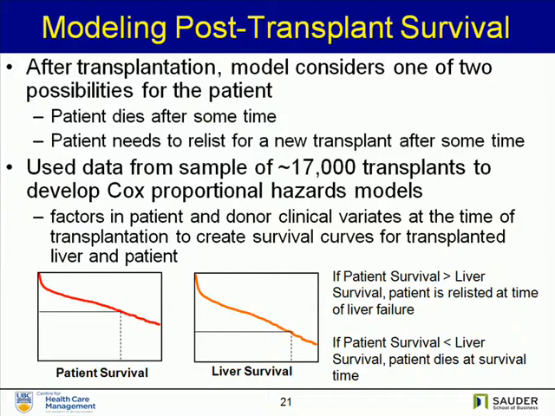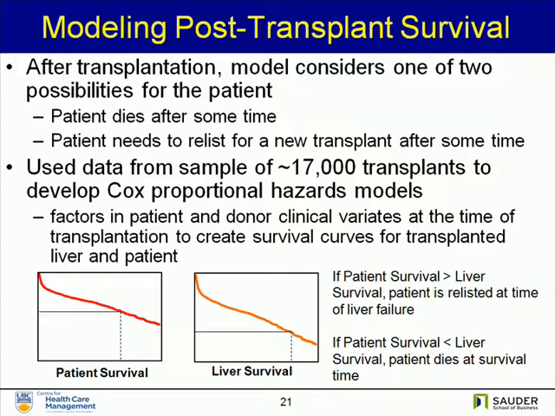Then, after a transplant occurs in our model, we need to figure out: is this patient going to need to relist, or is this patient going to die before that ever happens? And so we use what are called Cox proportional hazards models to build survival curves of patient survival and organ survival, and we generate a time from each of these. If the patient survival time is generated to be greater than the liver survival time, then the patient is relisted at some time for liver failure. If the patient survival is less than the liver survival that we generated, then the patient dies at that survival time. So these are the key components of our model.